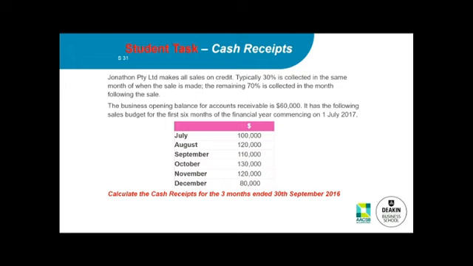We are going to collect 30% of this. These are all credit sales. 30% of these credit sales are going to be collected in the month of sale. The month of sale is July. 30% is going to be collected in July. 30% of 100,000 is going to be 30,000, plus 60,000 coming from the previous month. What about August? How much are we going to collect in August?